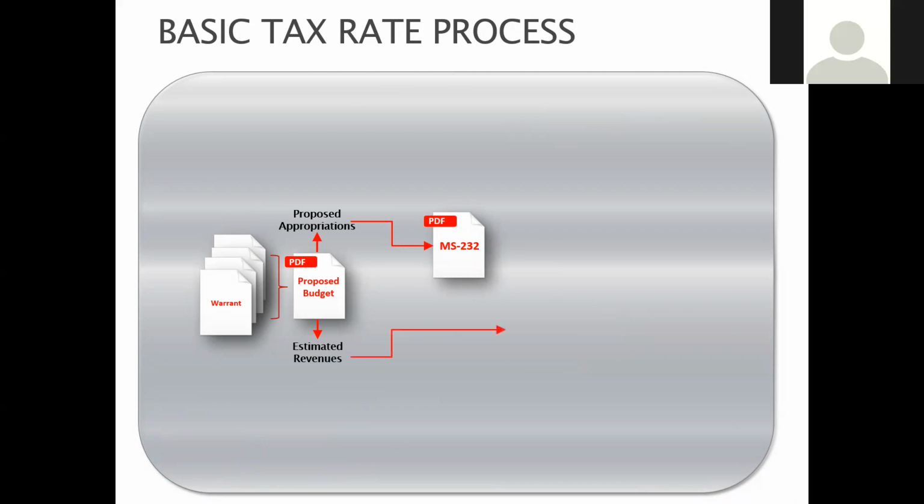Estimated revenues are brought forward and are represented on the MS-434 form, where you have an opportunity to re-estimate and update those revenues. The thought process being, for most towns that are on calendar year, you estimate your revenues around January or February when you're creating your budget.